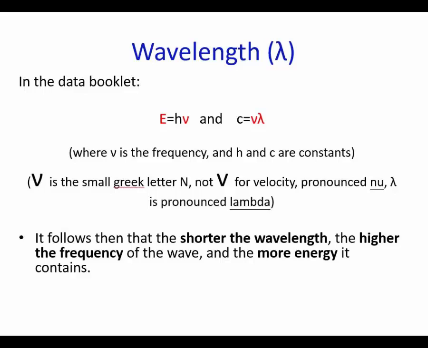You also need to realize that these equations are in the data booklet. So this h here is Planck's constant, and this c here is the speed of light. So they are just values that you can get from the data booklet. This thing that looks like a V is actually a Greek letter nu, and that is frequency, and it's not velocity. And this lambda here is wavelength.